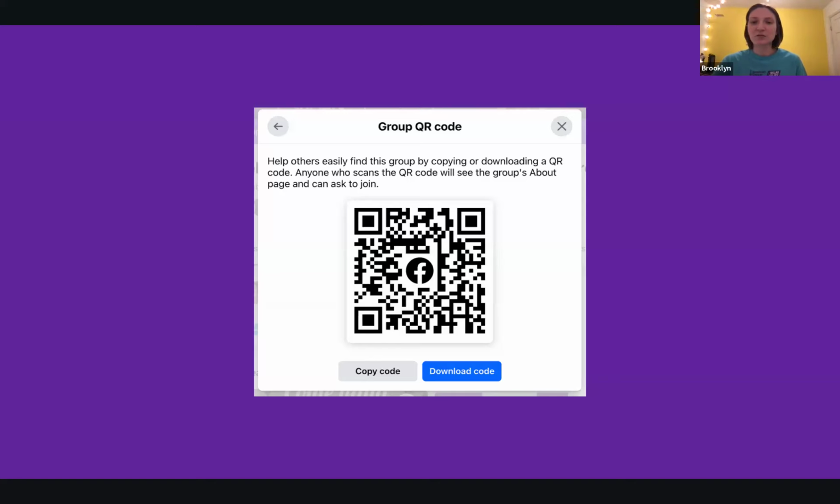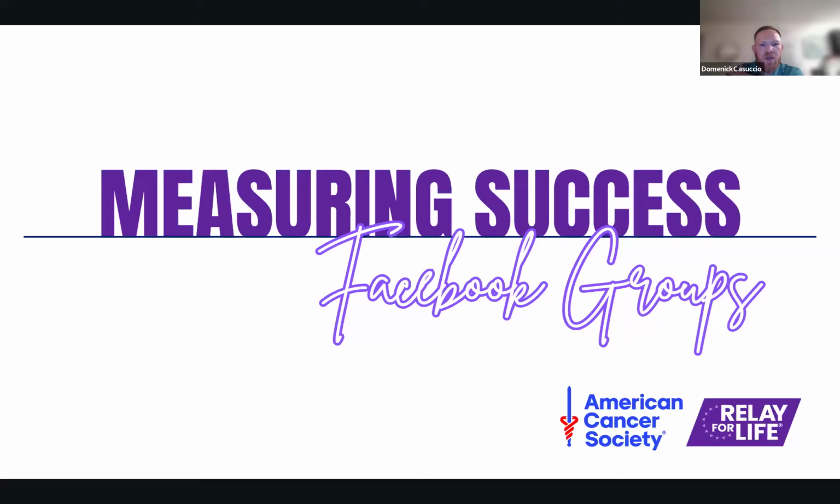And I thought this would be cool to add to flyers, handouts, maybe at a Relay event or a Relay team fundraiser. You can have a flyer there with the QR code and ask people when they're coming in and signing up, like, hey, have you joined our Facebook group? It's easy, just scan this QR code. So I thought that was a really cool thing that Facebook does for us, just a nice little tool to use. Yeah. And that's it. I love the QR code feature too.